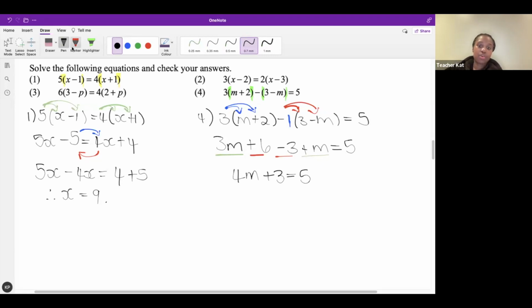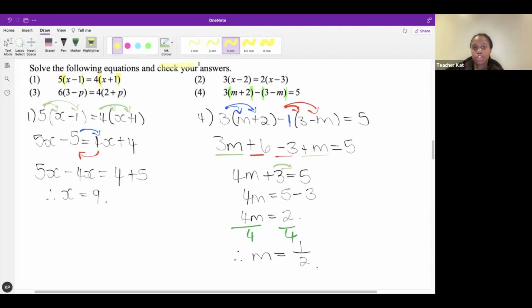Now let's get rid of the numbers around my m. All right. What do we do first? Inverse of what? There we go. So 3. So therefore, we're going to end up with 4m is equal to 5 minus 3, which is 2. Wonderful. Now we still have a 4 in front of the m, which is a problem. So we divide by 4 on both sides. Therefore, m is equal to a half. Beautiful.